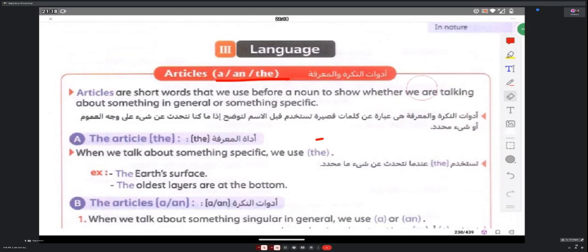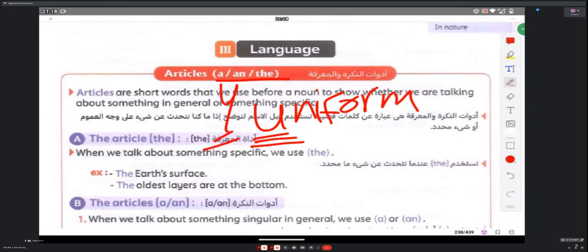For example, uniform, university, United States, and so on. We pronounce the u here as a consonant sound, not a vowel. We don't say it like 'uniform' with a vowel; we say 'yuniform'. So we use a here, not an.